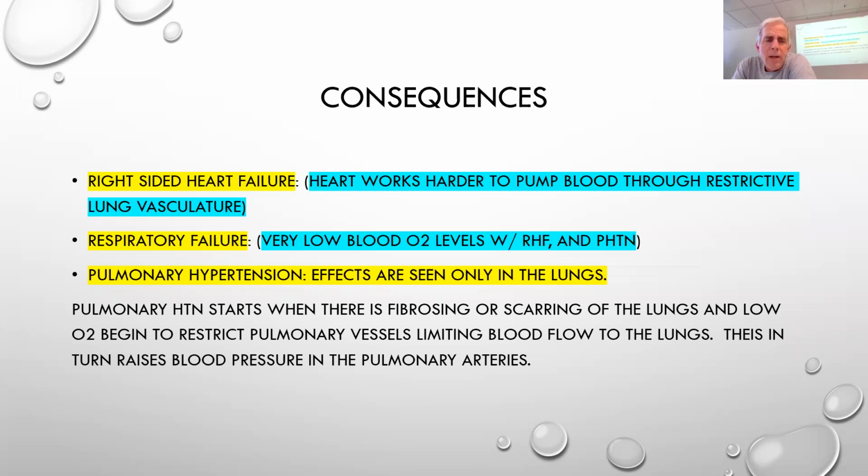So again, the hypertension starts when there's fibrosing or scarring of the lungs, and it begins to restrict pulmonary vessels. Once you begin to restrict the pulmonary vessels, that's going to increase blood pressure and blood flow to those regions of the lungs. So I hope that makes sense with the disease process going on and the effects that it has on the vessels.